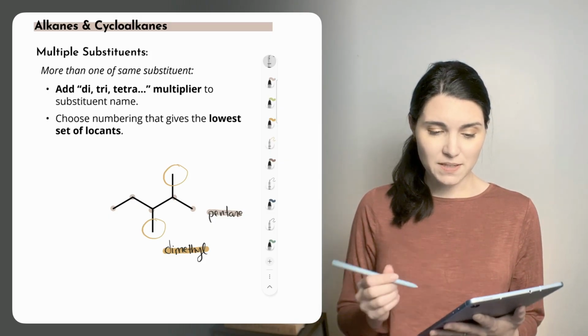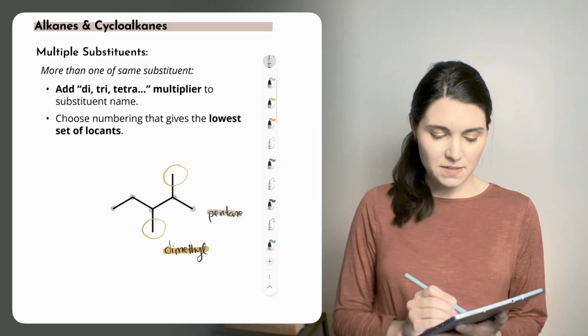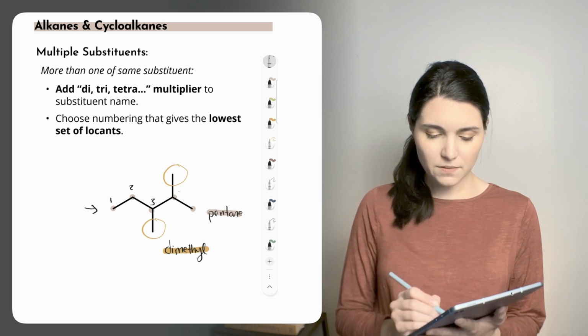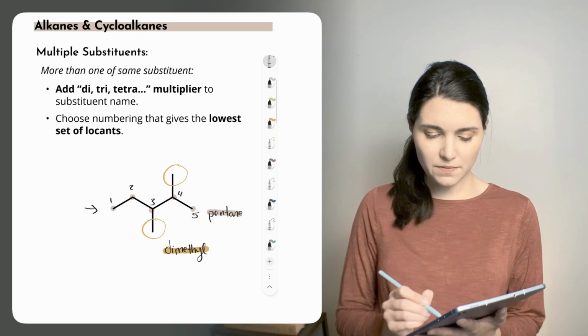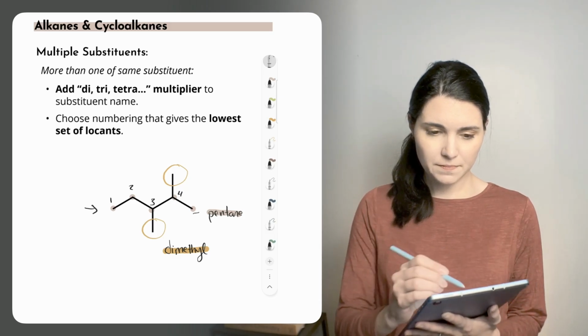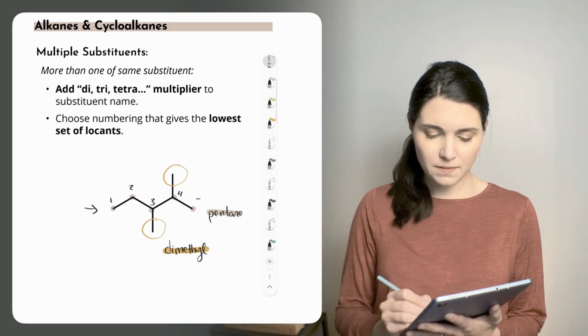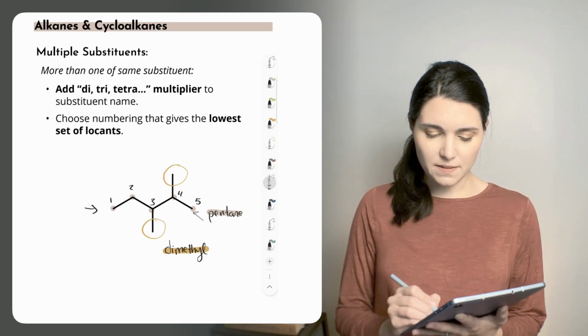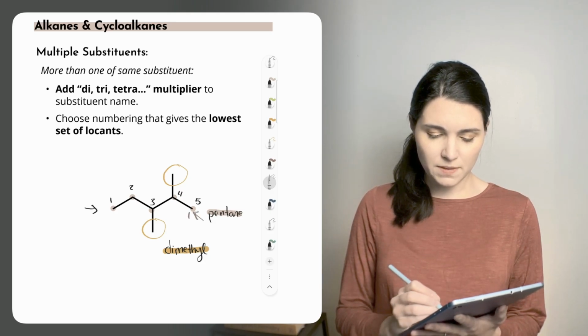So I'm going to show you this. I'll number starting at this end in black. 1, 2, 3, 4, and 5. And then I'm going to number starting at this end here in pink. So 1, 2, 3, 4, and 5.